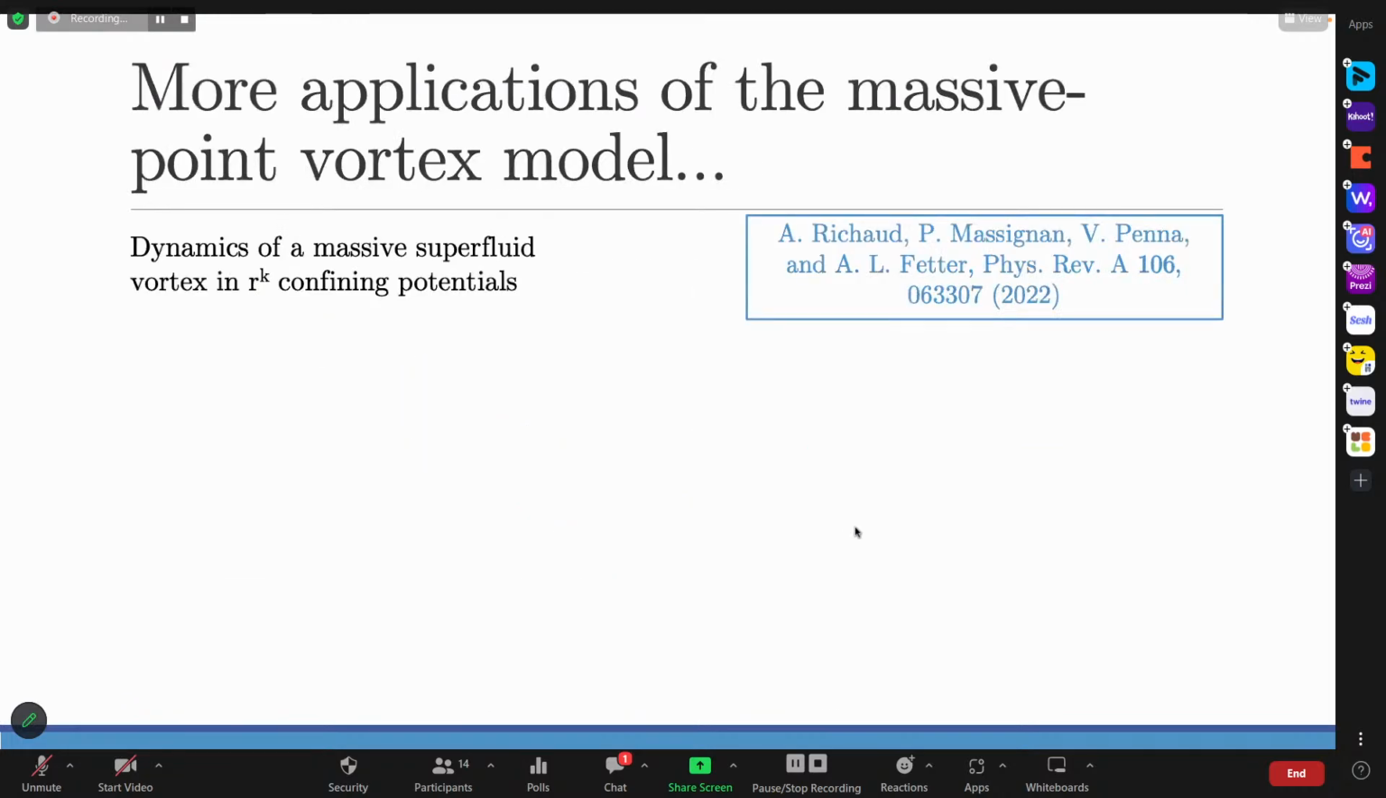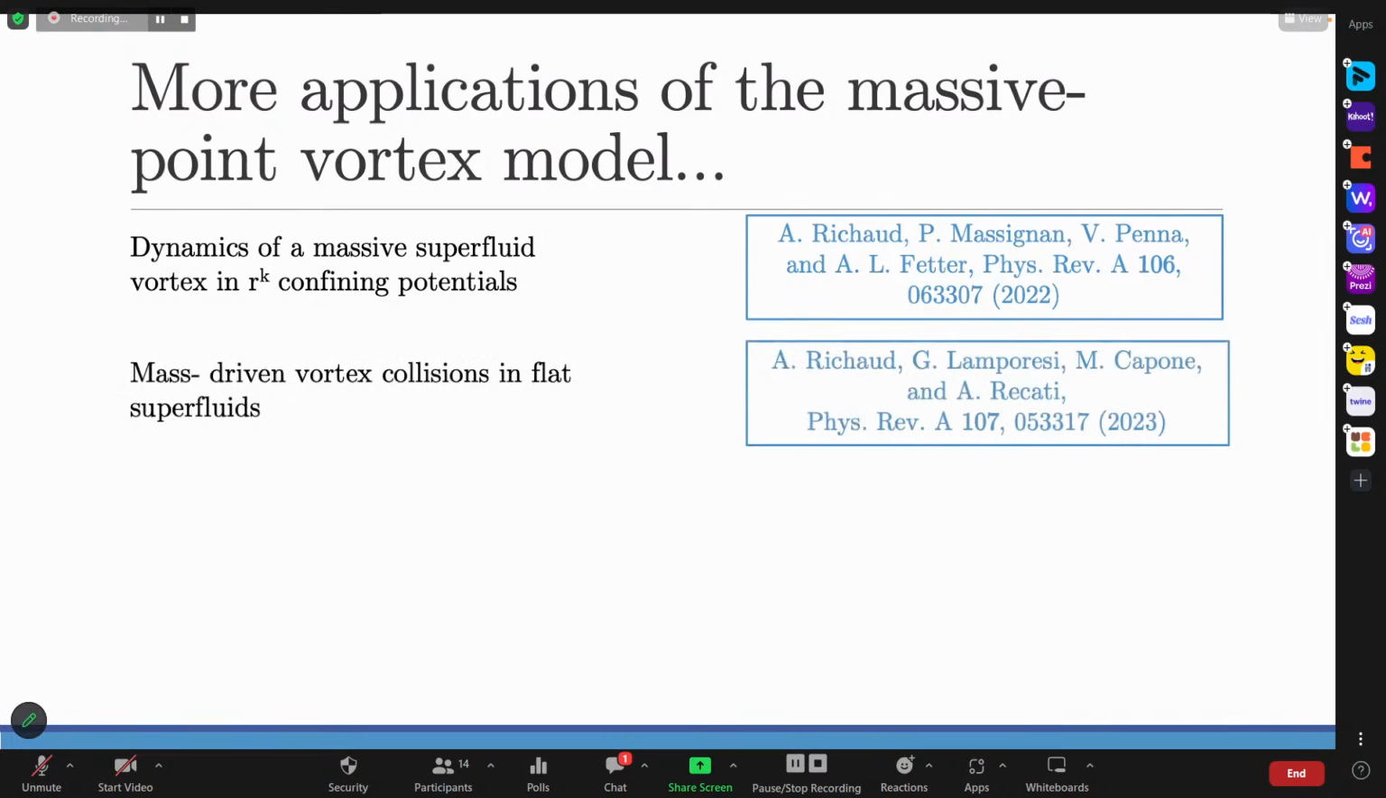Okay, but I don't want to focus on the predictions of the massive point vortex model. I just want to mention that it is useful to do a lot of interesting physics. For example, recently we studied the dynamics of massive superfluid vortices in an harmonic confining potential, and we saw that the mass is responsible for the inversion of the precession. So the precession of a vortex can be reversed due to the presence of core mass.